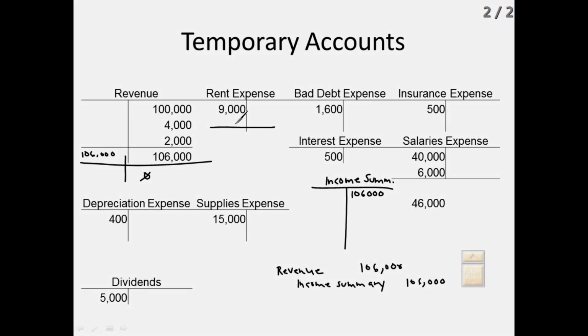Okay, so because this has a debit balance, I need to put income summary and rent expense. Okay.